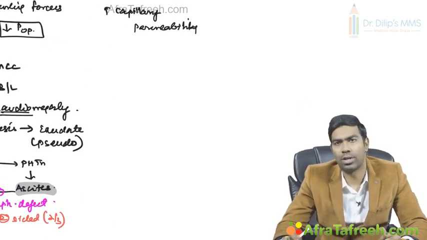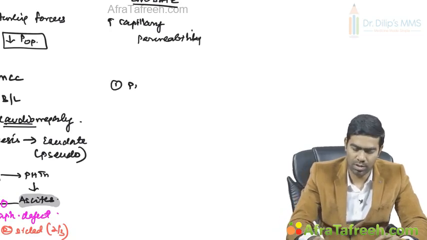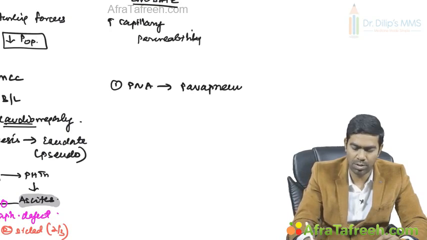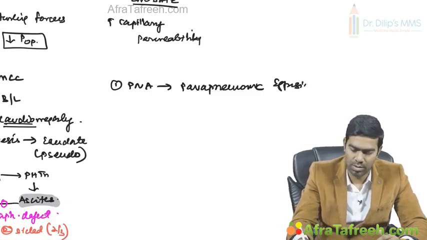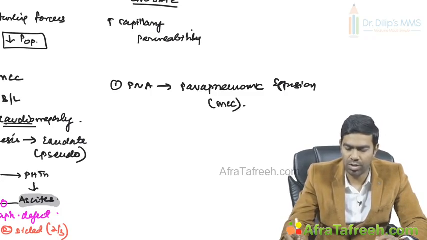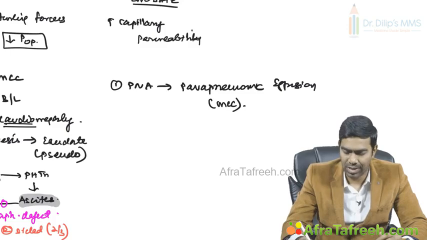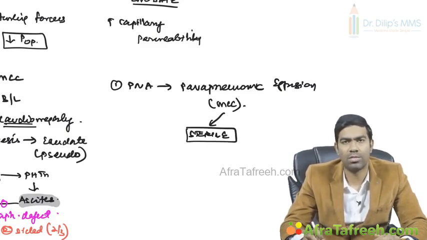Then let us come to the exudate. Exudate is due to increased capillary permeability, and there are certain etiologies for exudate also. But the first one tends to be pneumonia. Pneumonia causes the parapneumonic effusion, and this parapneumonic effusion tends to be the most common cause of exudative effusion in the world. Remember, it's generally sterile. Parapneumonic effusion is generally sterile, which means the organisms don't invade the pleural space.